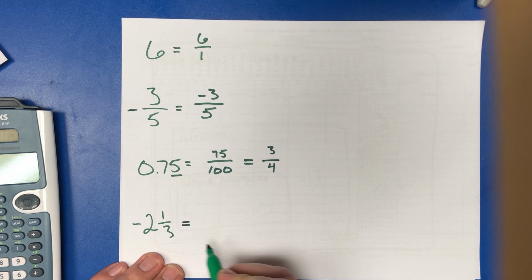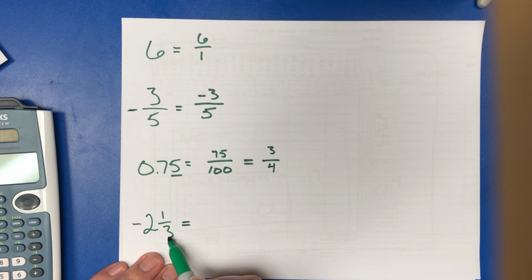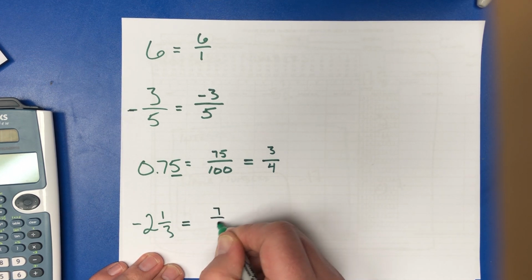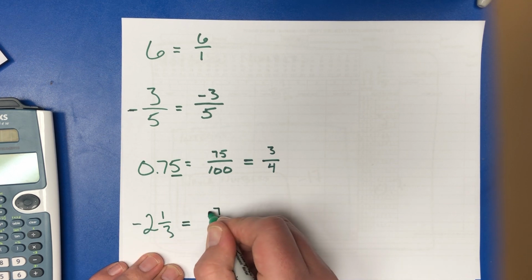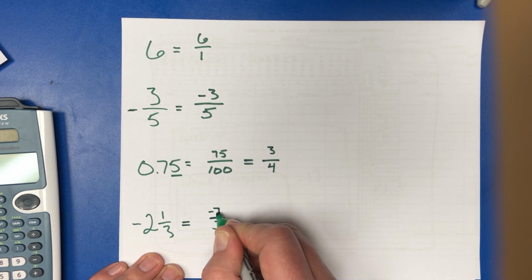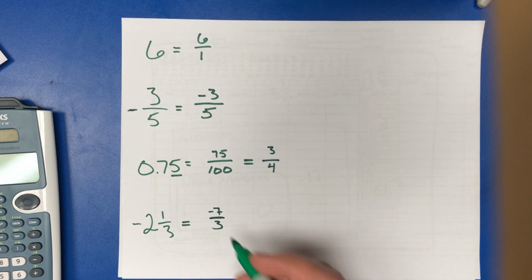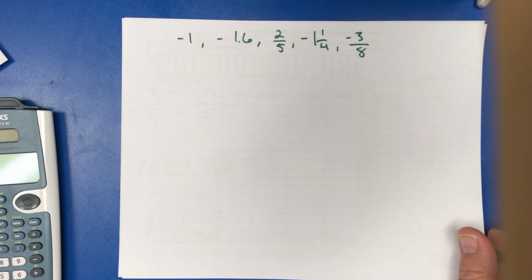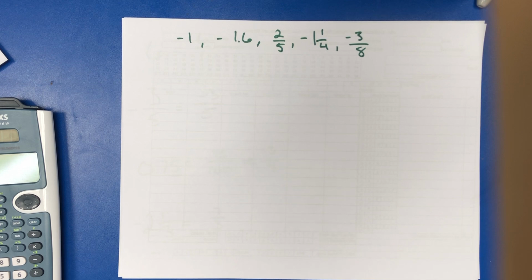All I'm going to do with a mixed number is I'm just going to write it as an improper fraction. So 2 times 3 is 6, plus 1 is 7 over 3. And don't forget this negative sign has to go with it, so that's -7 over 3. -7 is my A, 3 is my B. I'm done. Okay. Now in example 2, I'm asked to order these rational numbers, they are not integers, from least to greatest.